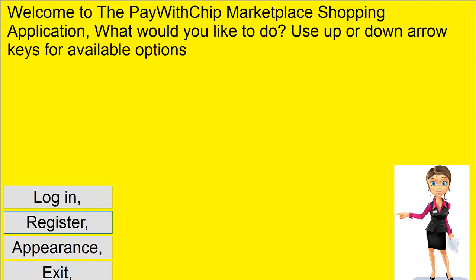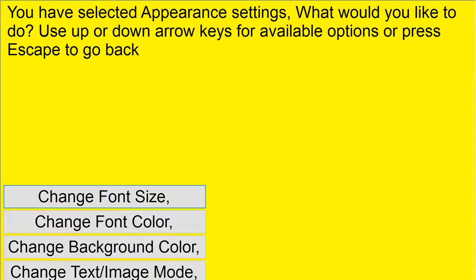I've made some changes to the default appearance, which can be found from one of the four options in the lower left hand corner. There are four: login, register, appearance, and exit. You can select appearance, followed by changing the font size, arrow down to change the font color, arrow down to change the background color, arrow down to select whether you'd like images to be displayed. Please note, images are not available at this stage but will be in the future.